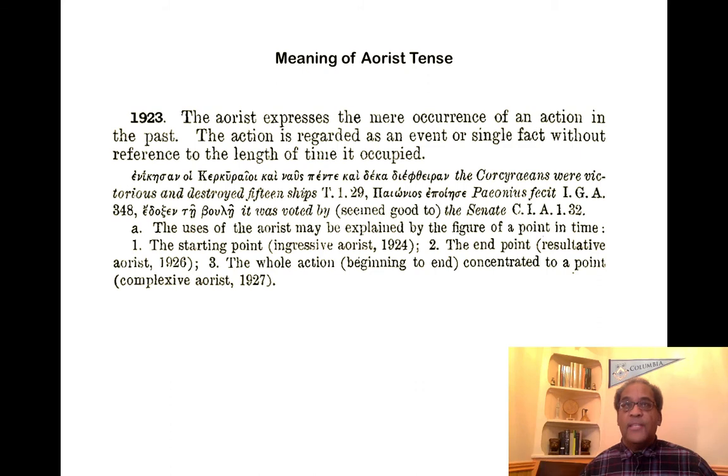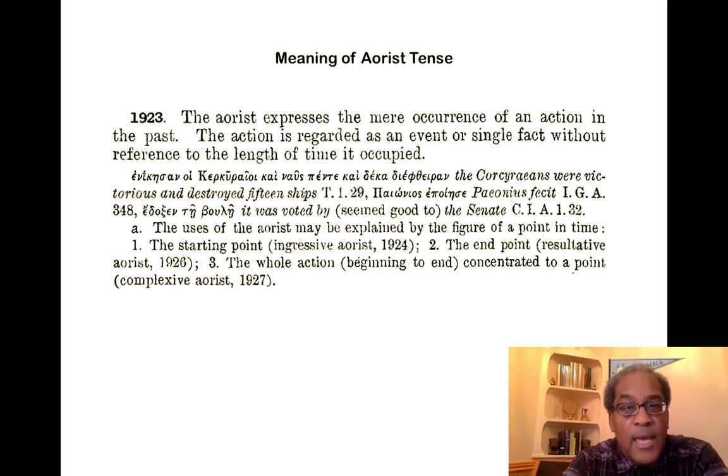He kept asking. He tried to ask. That's an act that is occurring, unfolding like a video, whereas the aorist is, on the other hand, a snapshot. So we have these examples, the first from Thucydides. The Corcyraeans were victorious and destroyed 15 ships. So even though that action probably took hours to unwind, he's just presenting it as a single event. Enikesan hoi Kerkuraioi kai naus pente kai deka diephtheiran. So enikesan and diephtheiran are first aorists.